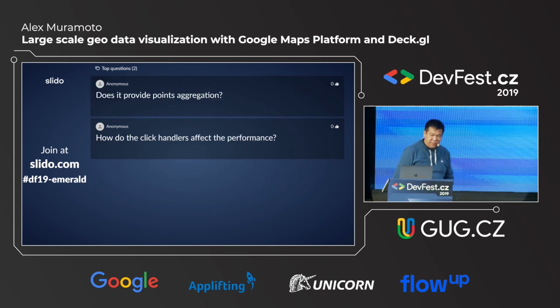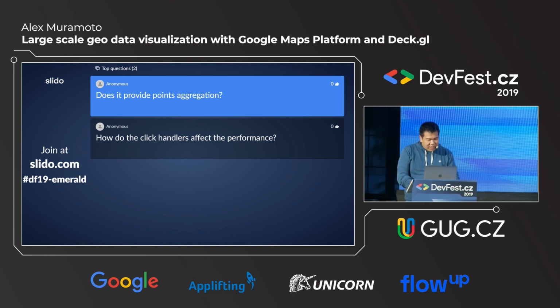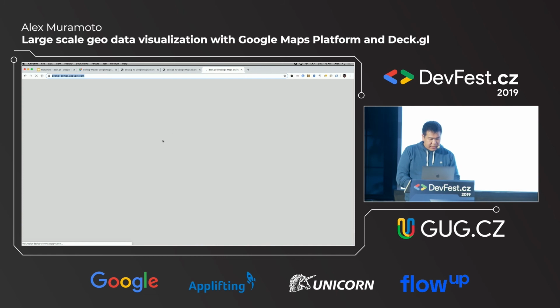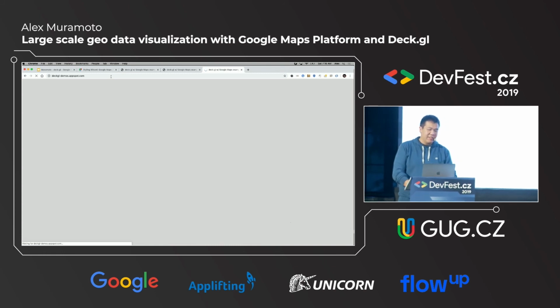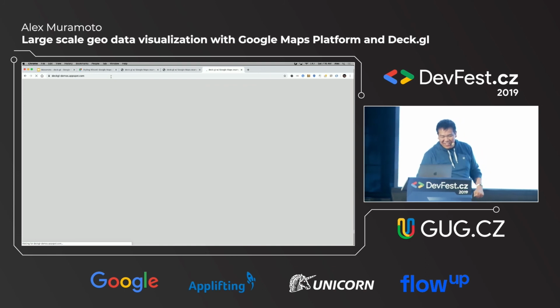Does it provide points aggregation? Yeah, if only that last demo hadn't failed. Can we switch to, yeah, thank you. Let me see if we can actually get that one running. No, 120,000 data points, too big for this Wi-Fi, apparently.